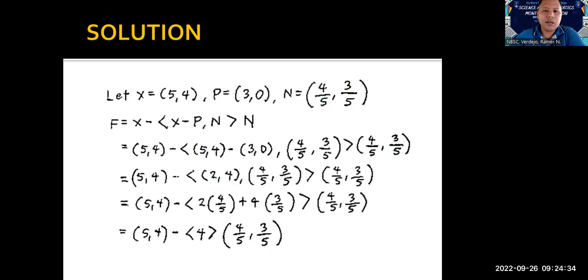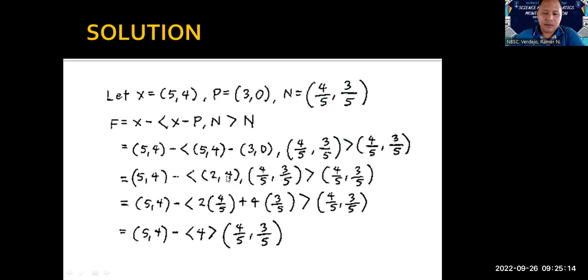So this is it, right? So we provide values of the variables. Using this formula, we substitute, we replace the variables by their values. So first we simplify this expression, the difference between the points (5, 4) and (3, 0). So 5 minus 3, that is 2. 4 minus 0 is 4. So we have (2, 4) from this expression, the difference point.